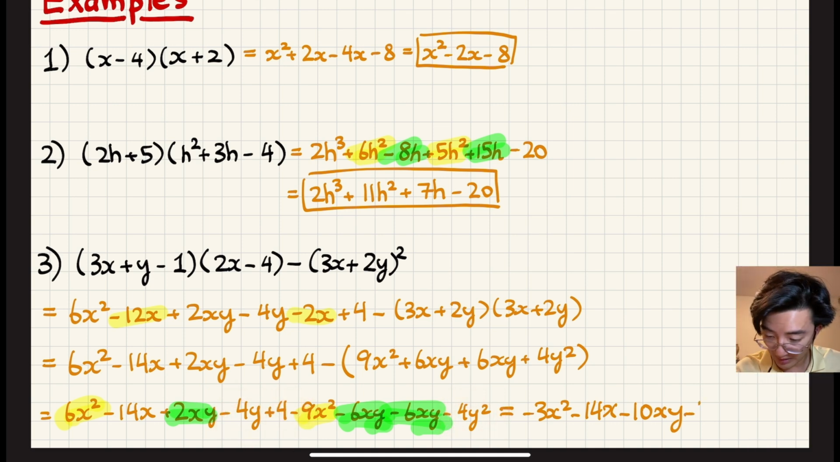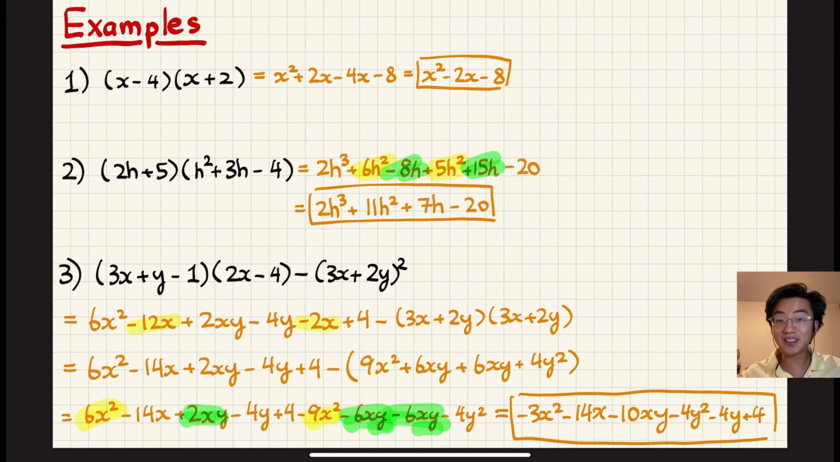So we'll just write that as minus 4y squared minus 4y plus 4. Alright, so that's pretty much it. So in a nutshell, as expanding, we are multiplying everything term by term, right?